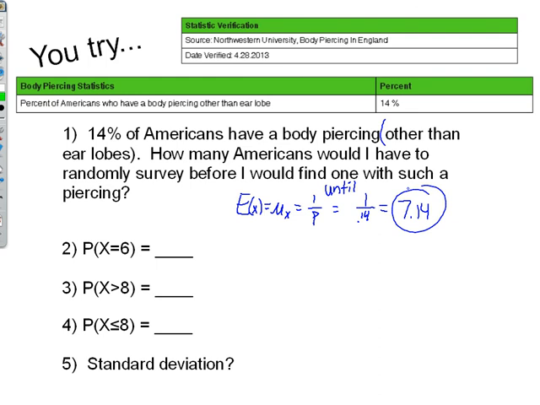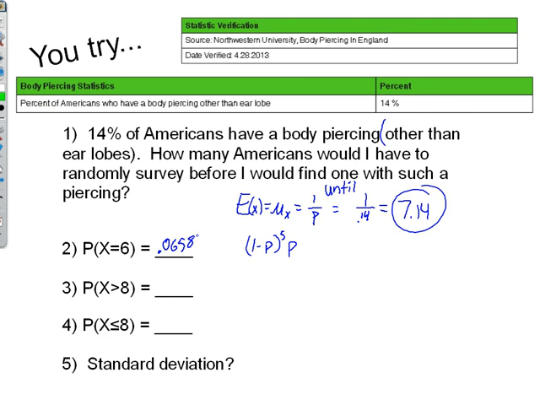Probability that x equals exactly 6. Well, think about that. I have to have 5 failures, so I'm going to go 1 minus p, failures to the 5th power, and then success on the last one. And that comes out to 0.0658 something.